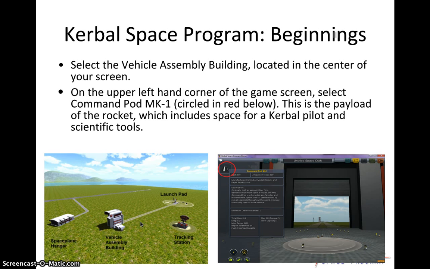Now, a few things. Select the vehicle assembly building located in the center of your screen. I'm actually circling my cursor around it. On the upper left-hand corner of the game screen, select Command Pod MK1, which is right over here. This is the payload of the rocket, which includes the space for your Kerbal pilot and the scientific tools and instruments.